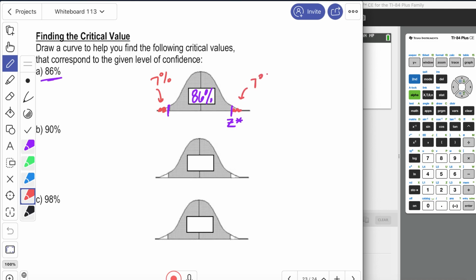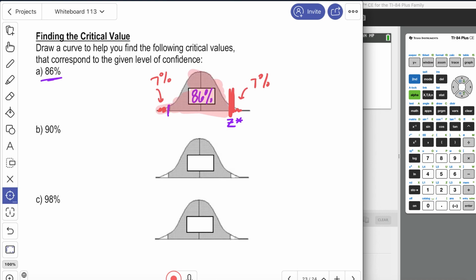Now, I'm only interested up to this right-hand z-score, so up to and everything below because I'm measuring a percentile. So I'm measuring everything back this way. So what that really means now is that instead of just being 86%, I have 86% plus 7%. And so to calculate the critical value z-star for this, I'm going to use the inverse norm function. I'm going to add 86 and this 7% on here, and I get 0.93.